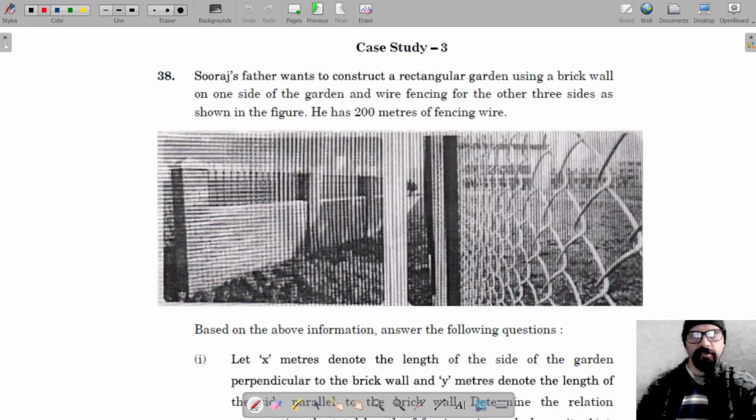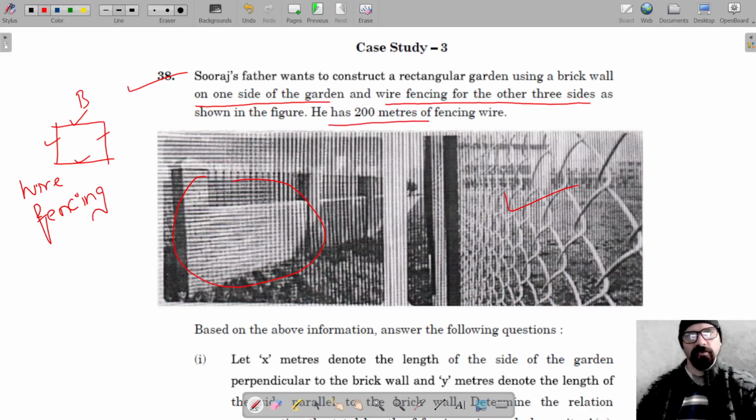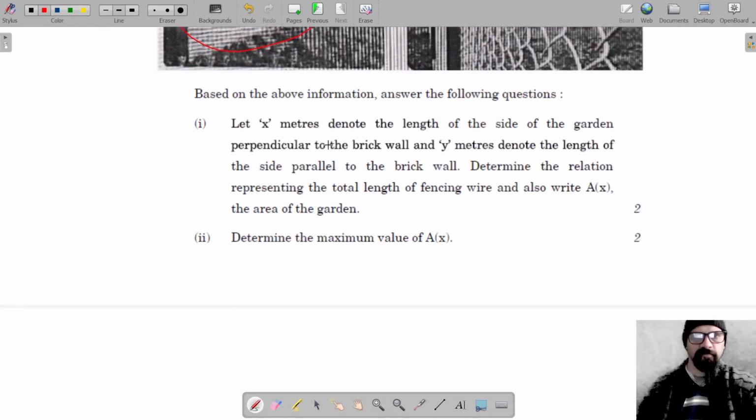Okay, for question number 38, it's given that Suzanne's father wants to construct a rectangular garden using a brick wall on one side of the garden and wire fencing for the other three sides. So this is the wire fencing, and this is the brick wall. Let's say this is the rectangular garden. One side will be the brick wall and the other three sides will have the wire fencing. Now he has 200 meters of fencing wire. Based on the above information, answer the following questions.